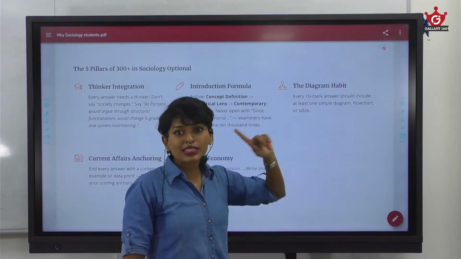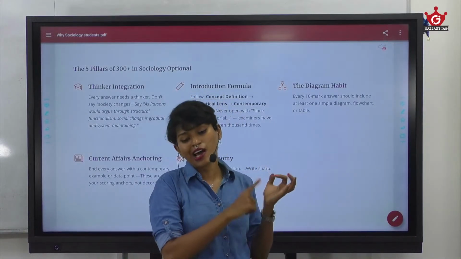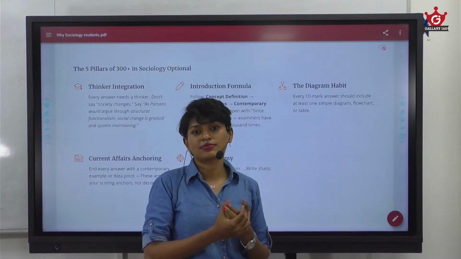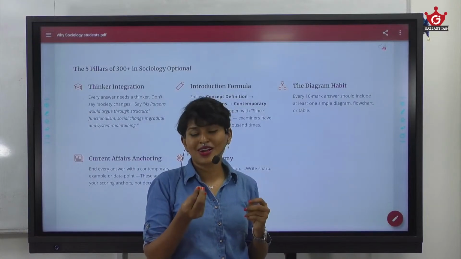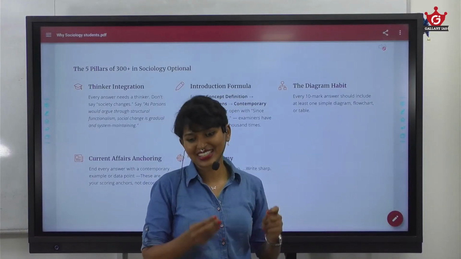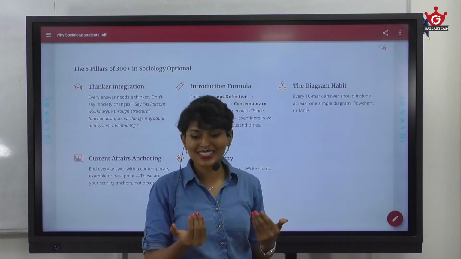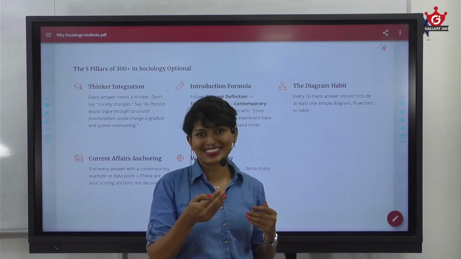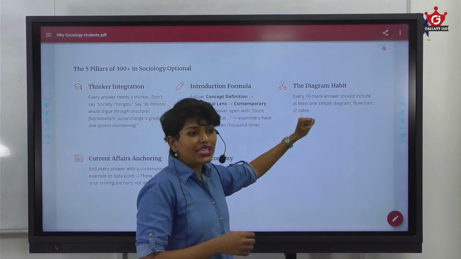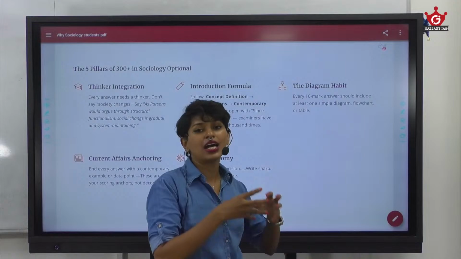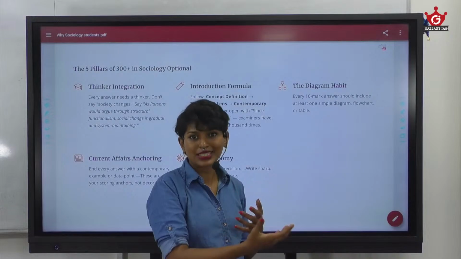Third one, I would say the diagram. Even for a 10-mark answer, if you can bring a table, a diagram or a chart, that makes a difference. That gives your examiner a push to give you that extra mark, and it also breaks the examiner's reading fatigue, right? So we also teach you how to build the habit of bringing a diagram for each answer you attempt.